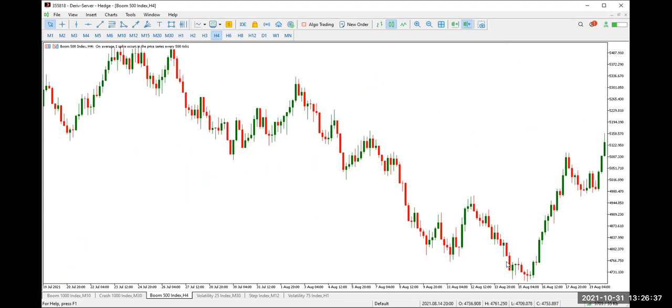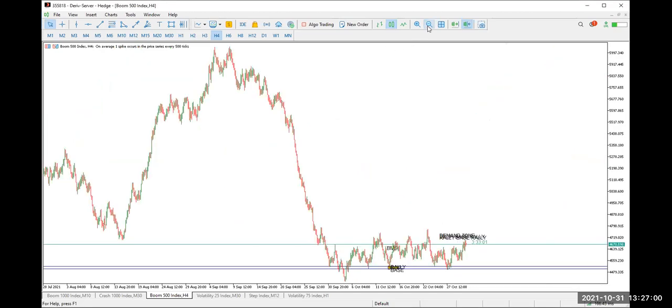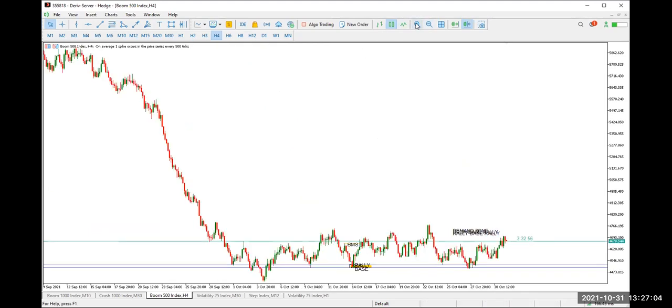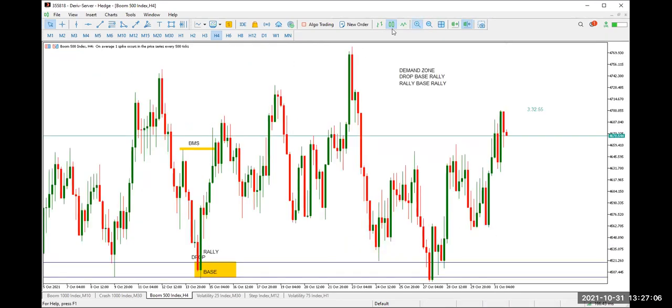Okay, this thing you are seeing here, this place, this is a demand zone. And this demand zone has not been tested. We have a drop, we have a base, we have a rally. So this place is a demand zone, but it has not been tested. So this market, like it has been tested, let's see. Okay, they broke it. The demand zone was broken.